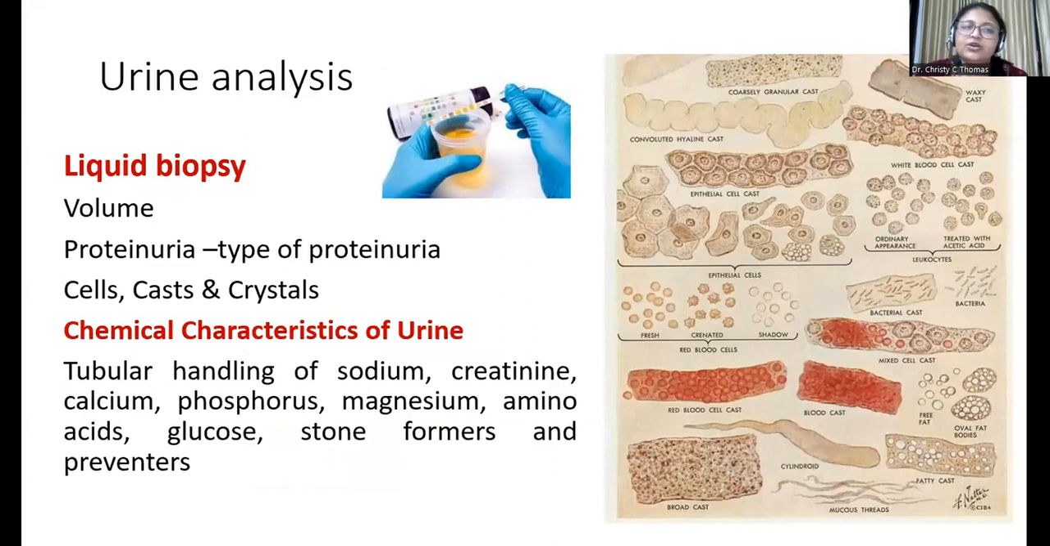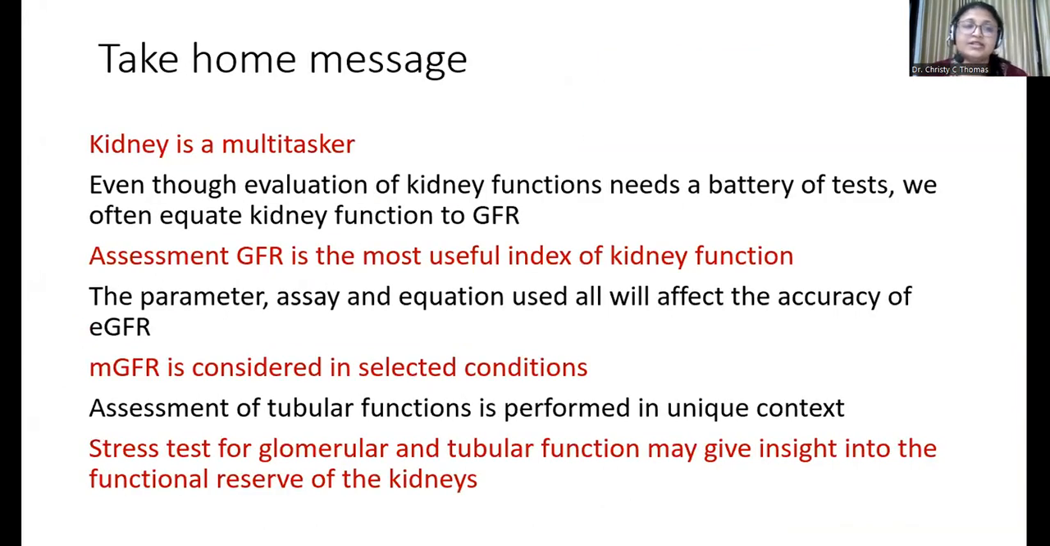You can look at the urine for cell cast and crystals, and you can also see the chemical characteristics of the urine for the tubular handling of sodium, creatinine, calcium, phosphorus, magnesium, amino acid, glucose, stone formers, and stone preventers. So these will give insight into the etiology and the extent of kidney disease. With this, I will end my presentation.